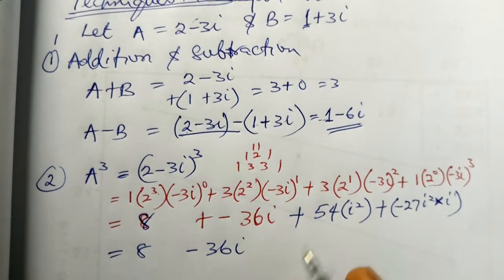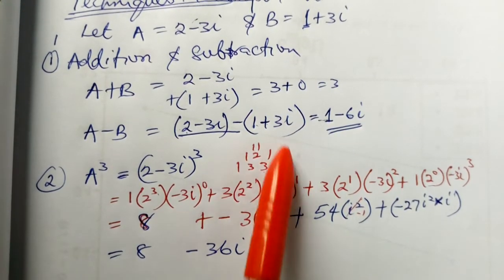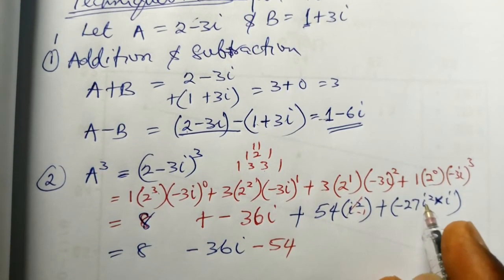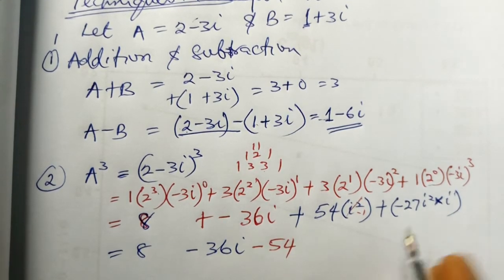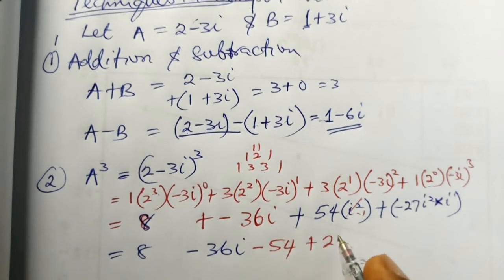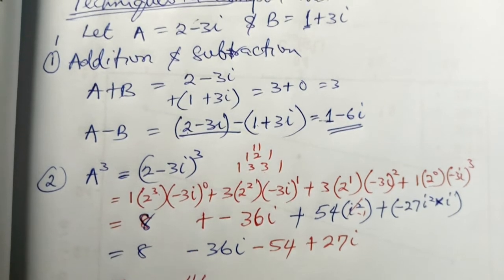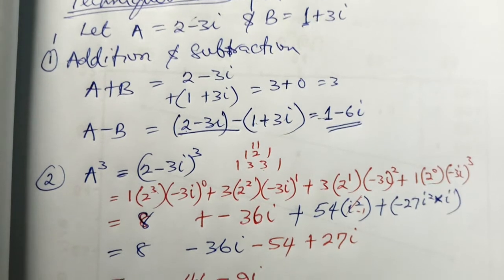So that we have 8 minus 36i. This one, i squared, is minus 1. We have shown it before, minus 1. So it will be minus 54. And i cubed is minus i, and minus 1 times minus 27 is plus 27i. So that will give you minus 46 minus 9i.